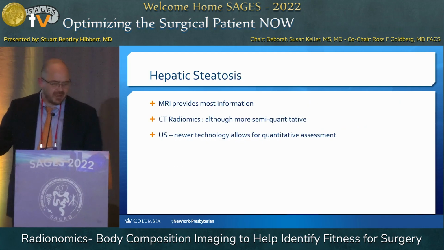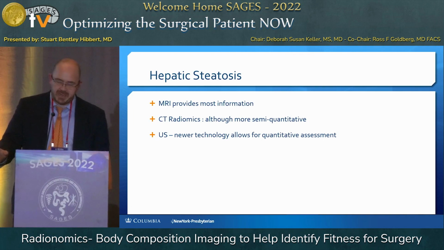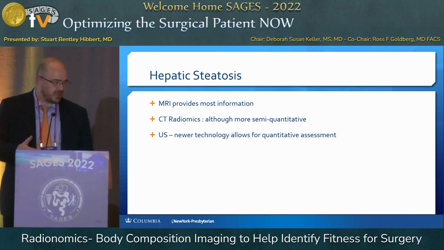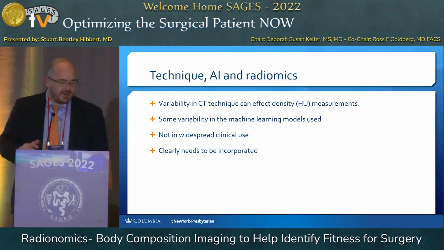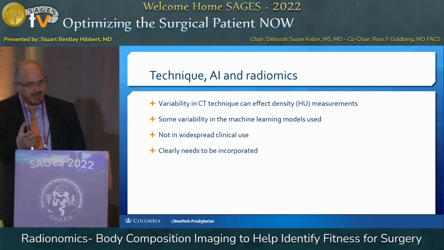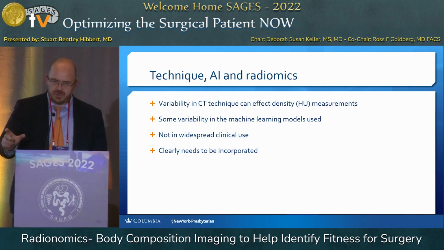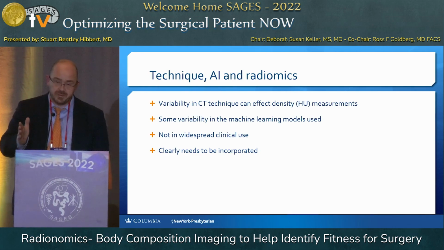Hepatic steatosis, I'll end with. MR provides much better information. If you need fat quantification from your patient, your routine MR will do it. CT is getting there, and now ultrasound, a new technology, actually allows for a quantitative assessment of the amount of fat within the liver. Unfortunately, there is a great deal of variability in CT technique, and these small variations adversely affect Hounsfield units, which means you can't put these thresholds in. It's still not in widespread clinical use. There is no FDA-approved software that's used.